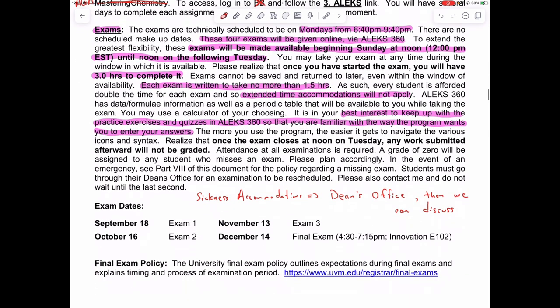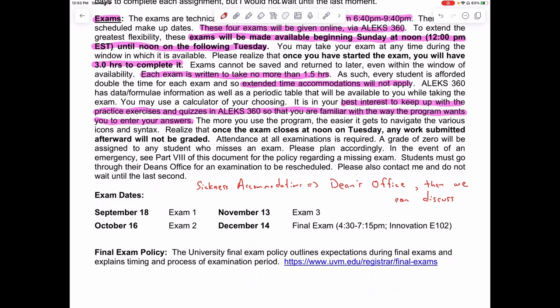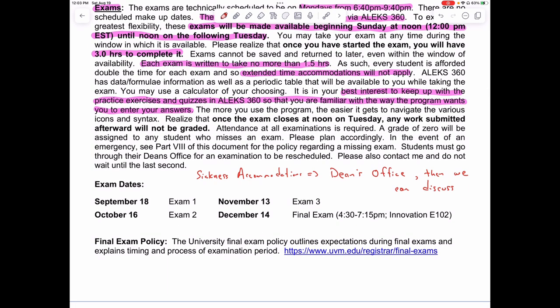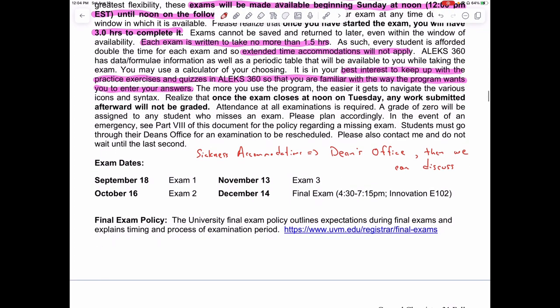So here are the four exams: the 18th of September, October 16th, November 13th, December 14th. Gave the time of the final, but again, the final will be very much the same. We're going to have a 3-day window to take it. So I'll do more with announcements of that when we get closer to the final. And if you're interested in final exam policies, there's a link to that.